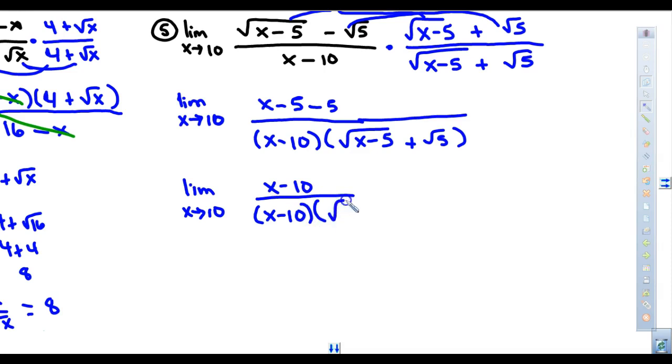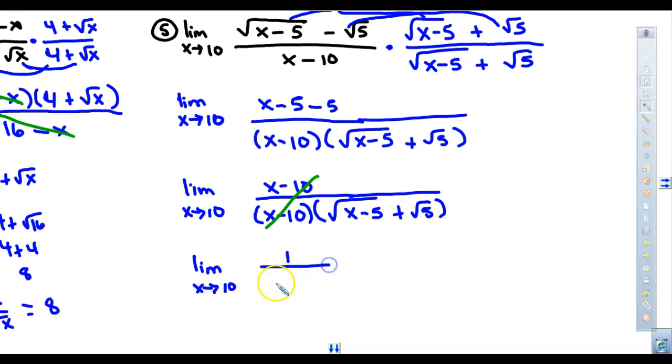Do you see what I'm saying? You're looking for something to cancel. So don't be quick to multiply stuff out. Okay? So, these cancel. I am left with the limit as x approaches 10 of 1 over the square root of x minus 5 plus 5.